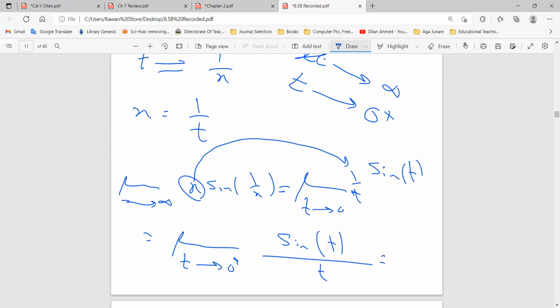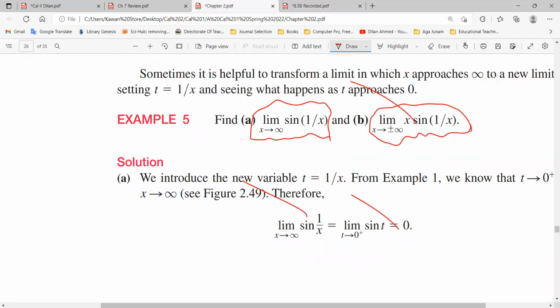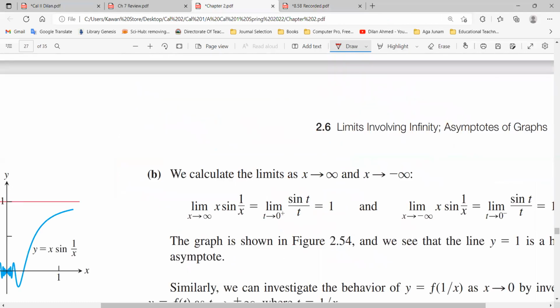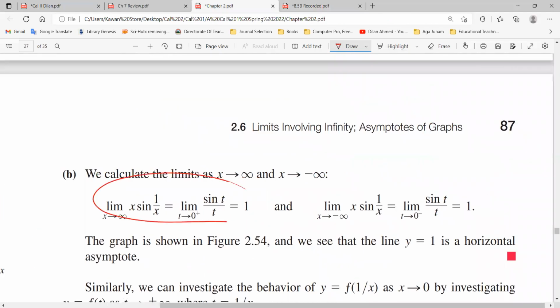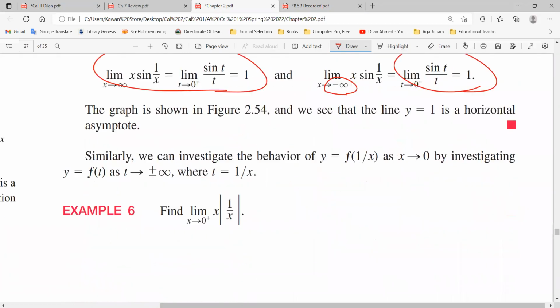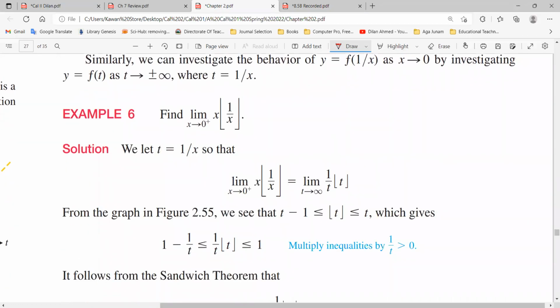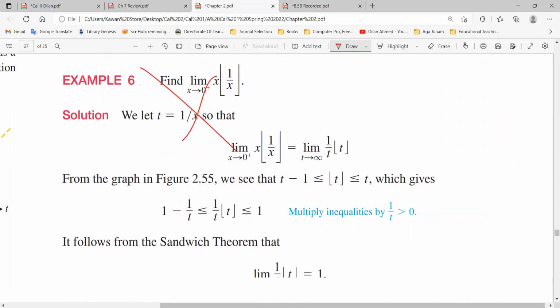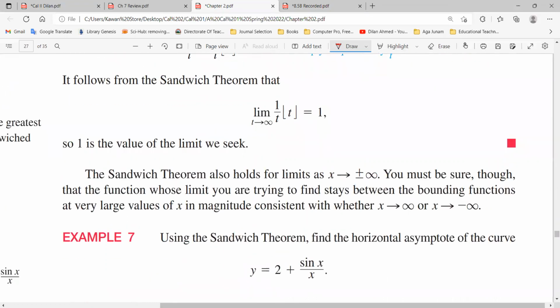So I'm going to organize this: the limit as t goes to 0 of sine t over t, and that one is the formula. You saw that one is equal to 1. So this example will be 1. And of course, the same is true for negative infinity. These quickly, forget about it. This example is the review of those things that we need.